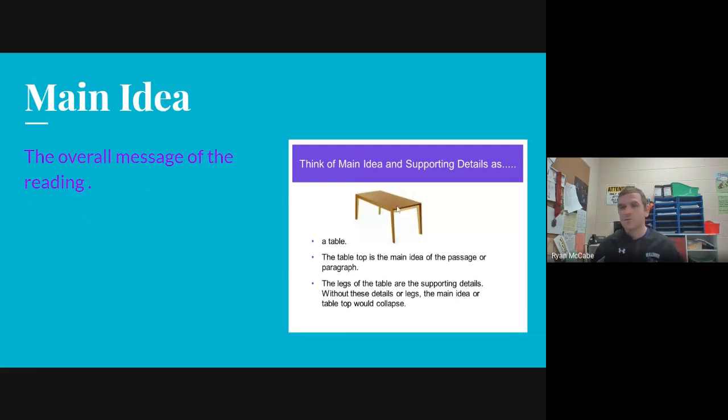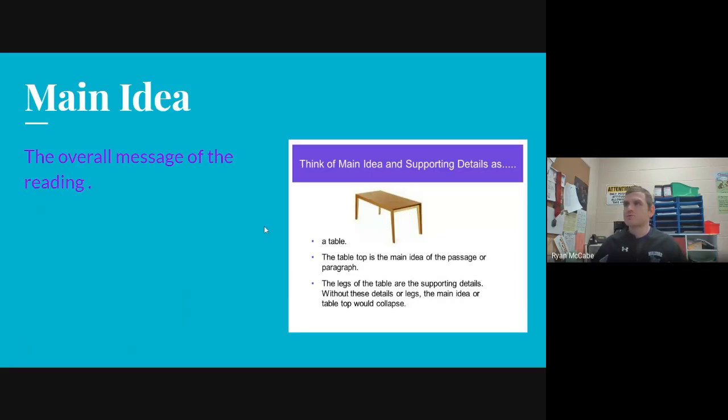The table, if you're working at a table, the top of it, or the main part of the table is the top of it. So your table is your main idea. Then when we branch off into the supporting details or key details, we're then talking about the legs. So the legs of a table are what support it, which makes it a supporting detail.